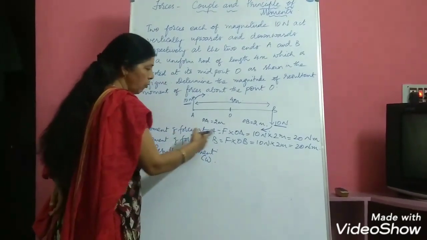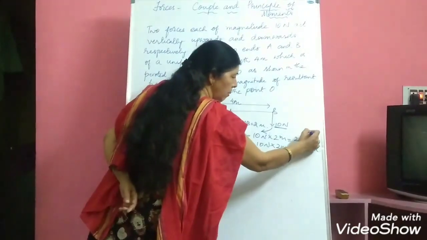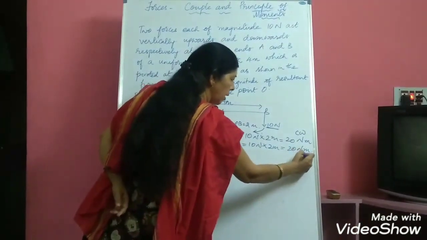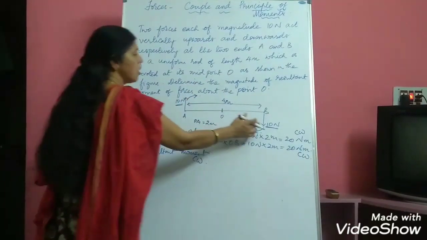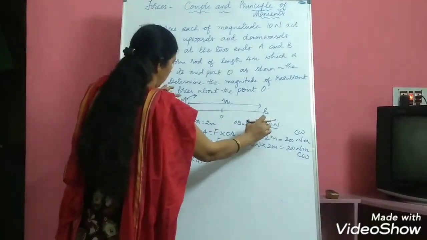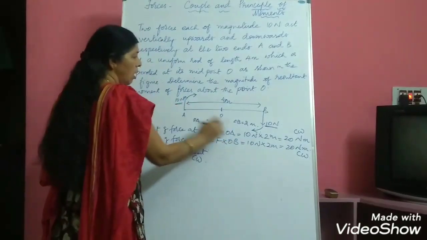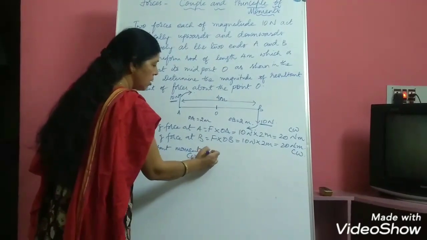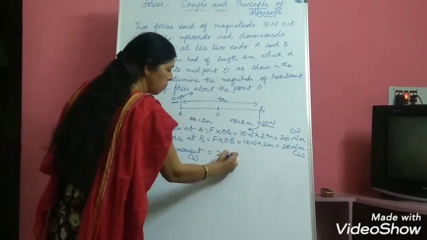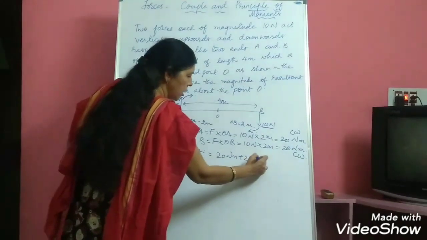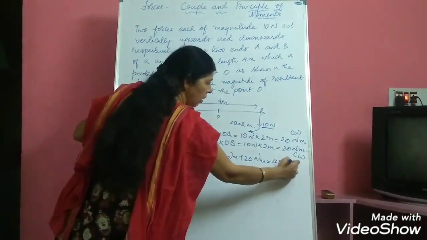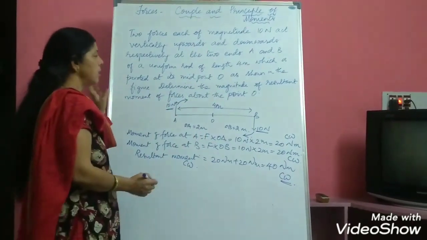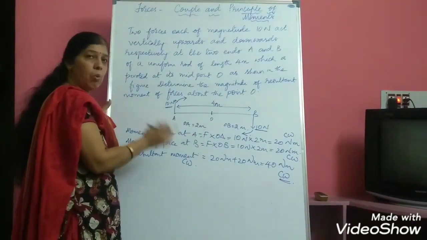If you calculate the moment of force at A, this is 20 Newton meter clockwise. Moment of force at B, this is also 20 Newton meter clockwise. These two forces are acting in opposite directions, so the resultant of these two forces will be in clockwise direction only. This will be equal to 20 Newton meter plus 20 Newton meter, that is equal to 40 Newton meter clockwise. This is the resultant moment of forces about the point O.